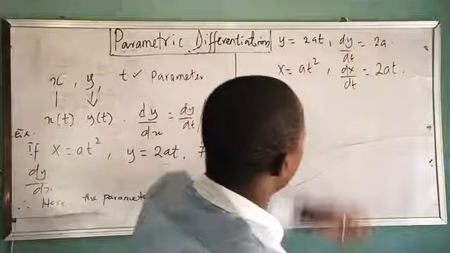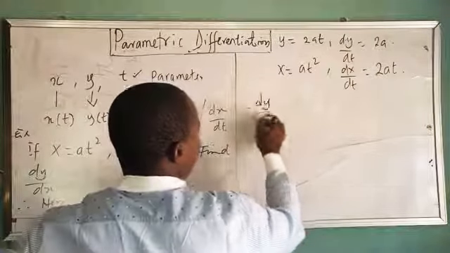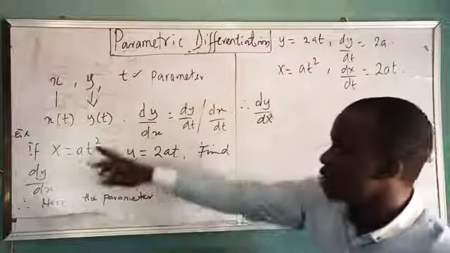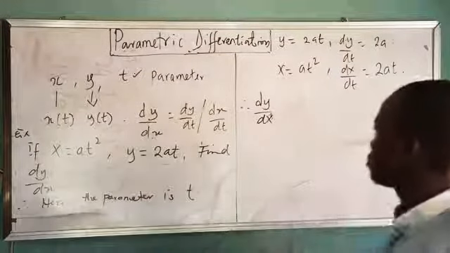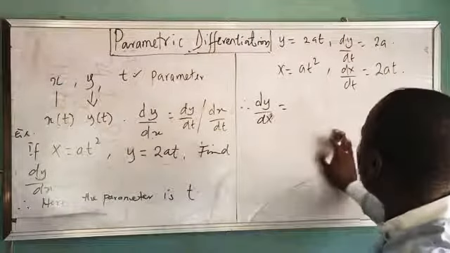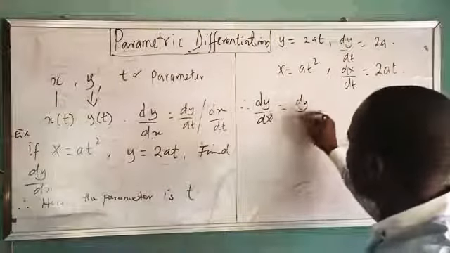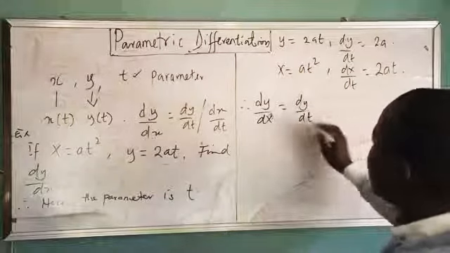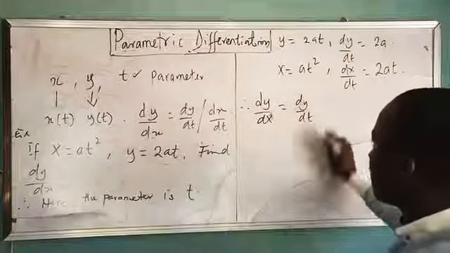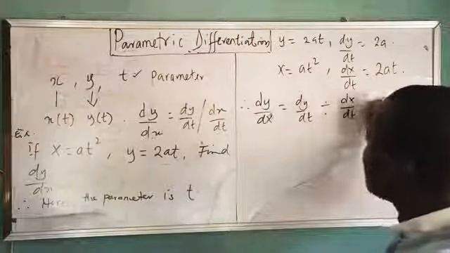Given this, you now conclude that dy over dx, what they ask you to get, will now be equal to dy over dt. So what is dy over dt? Let me write it again: dy over dt divided by dx over dt.